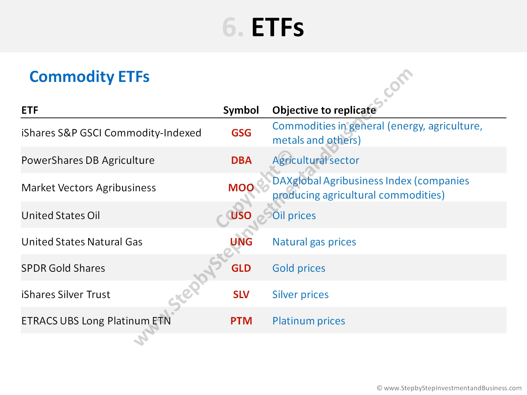We have the ETF whose symbol is GLD, which is one of the most popular ETFs, and whose objective is to replicate the gold prices. We have the ETF whose symbol is SLV, and whose objective is to replicate the silver prices. And finally, we have the ETF whose symbol is PTM, and whose objective is to replicate the platinum prices.